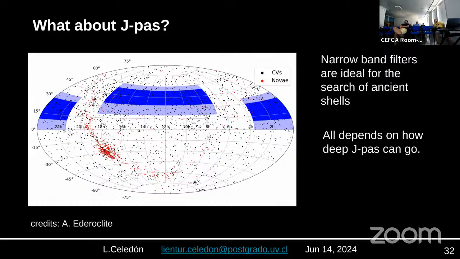The only thing is that JPAS actually avoids the galactic plane, where most of the stars and therefore CVs are present. But still we have plenty of possible systems we can start to look at. The only thing that I'm not sure about is how deep JPAS can go.